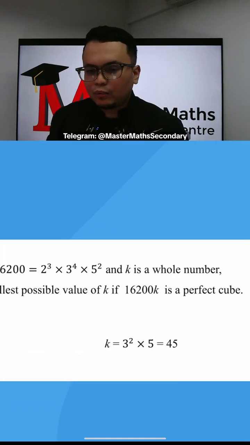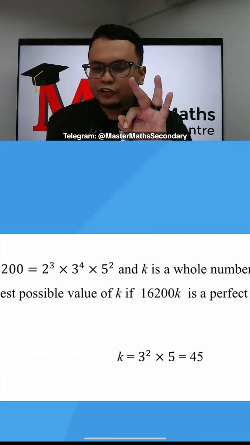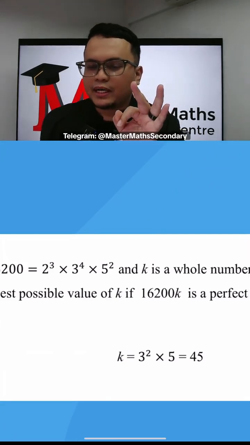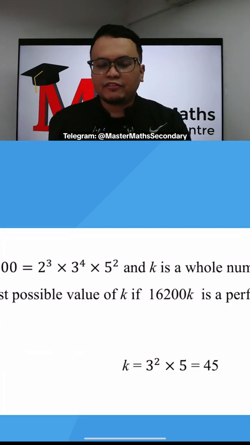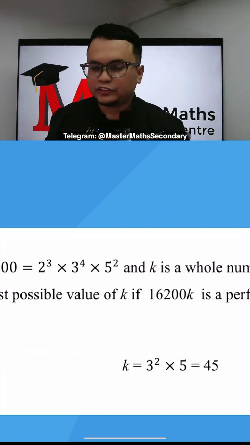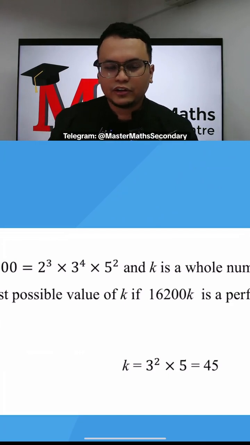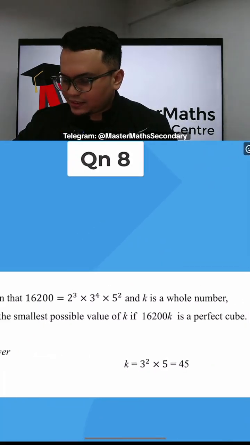Why did I never touch 2? Because 2 is already nice. The power of 2 is already a multiple of 3. 3 is a multiple of 3, right? 3 times 1. So we don't change 2. We only adjust your 3 and 5, because the powers of 3 and 5 are not yet multiples of 3. You got it? Okay.